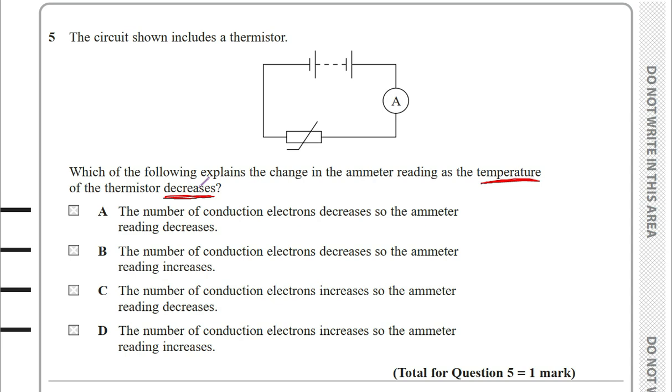And why does the resistance increase? Because its conductivity decreases, right? So what ensures conductivity? Number of conduction electrons. So if the number of conduction electrons increases, conductivity would increase. If the number of conduction electrons decreases, conductivity should decrease, which would in turn increase the resistance, right? So to sum up, as the temperature decreases, resistance increases, conductivity decreases, so the number of conduction electrons will also decrease. So the ammeter reading also decreases. Answer should be A.